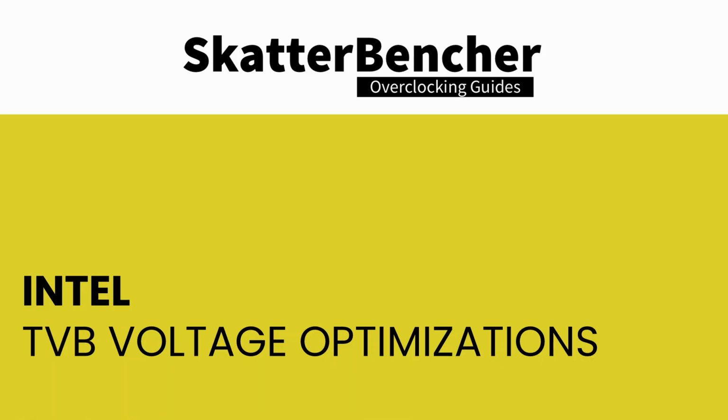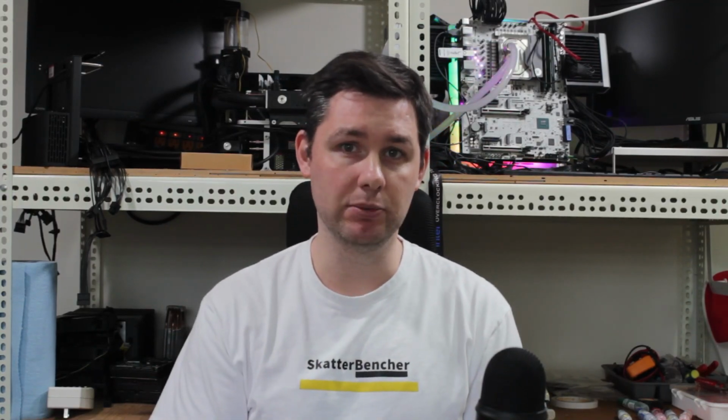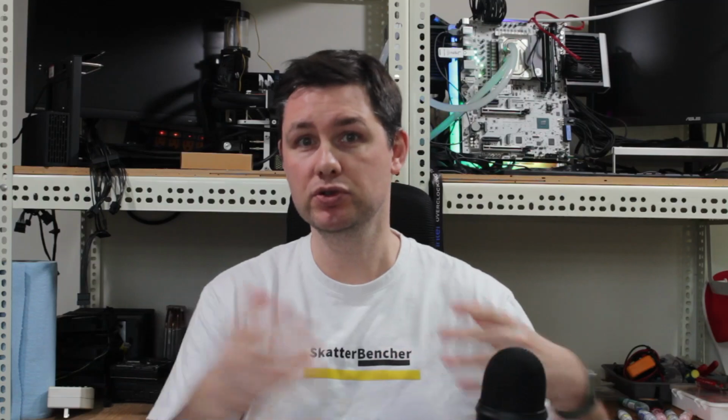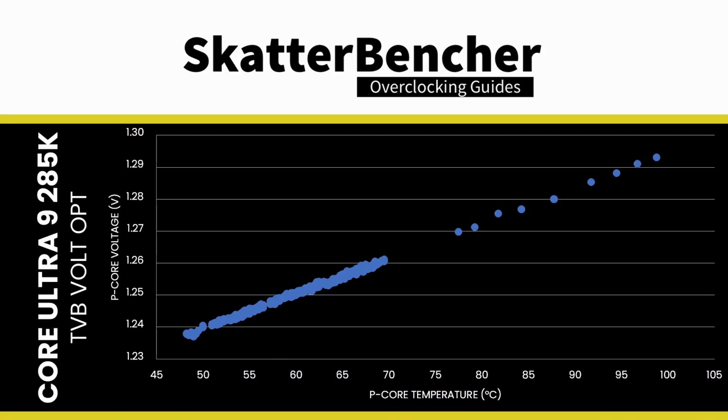Thermal velocity boost is a technology that exploits the fact that CPUs need less voltage to run a certain frequency when the operating temperature is lower. When the TVB voltage optimizations are enabled, the CPU will automatically reduce the voltage if the operating temperature is lower. For example, for my Arrow Lake launch content, I collected data for the Core Ultra 9 285K to illustrate this behavior. As you can see from the data, with the P-core at 5.4 GHz, the operating voltage is 1.237 volt when the temperature is below 50 degrees Celsius.